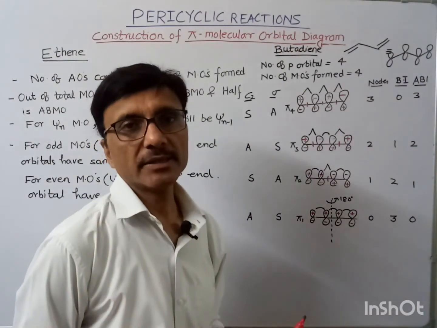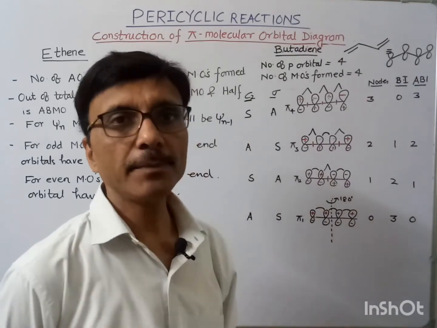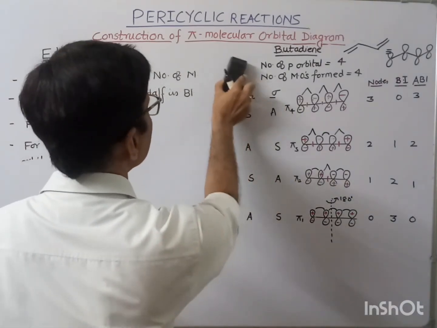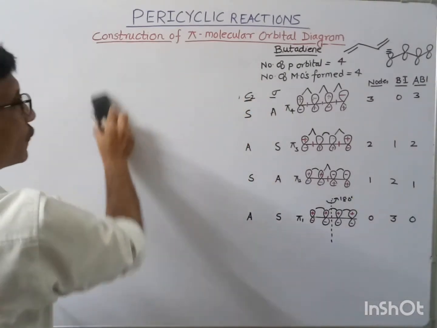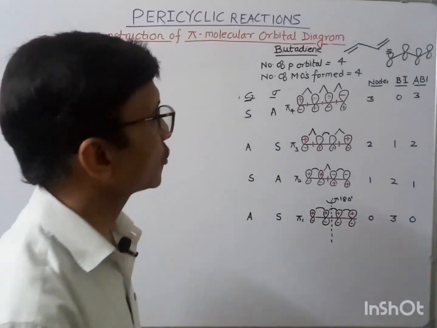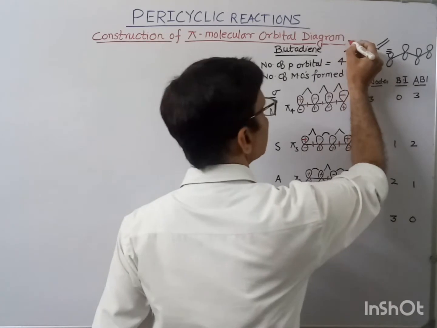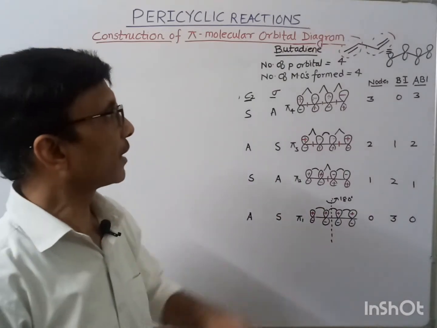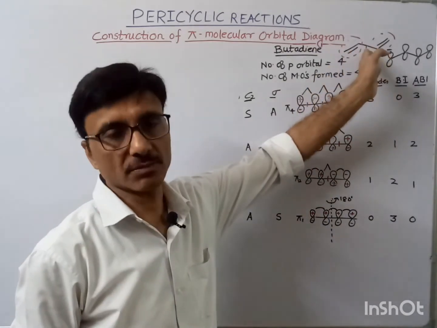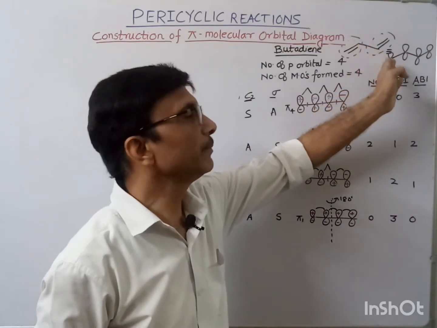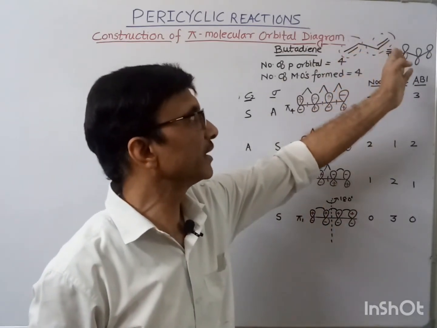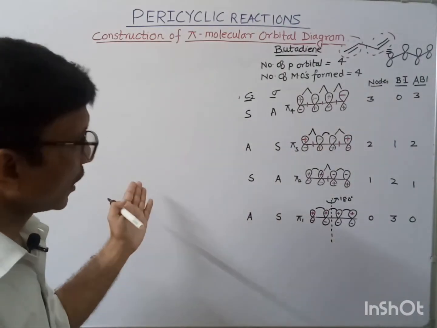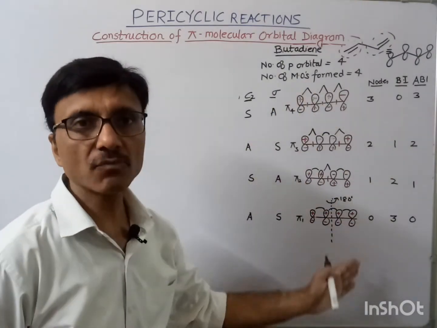Now the molecular orbitals of this butadiene can be understood in another way. How? It can be considered as the combination of two ethene systems. In this pi molecular orbital diagram for butadiene, you will see this is one of the ethene systems, and this is the other ethene system. If I combine two ethene systems, then we get butadiene. So how can we understand it? After combination, we should get the same molecular orbitals.